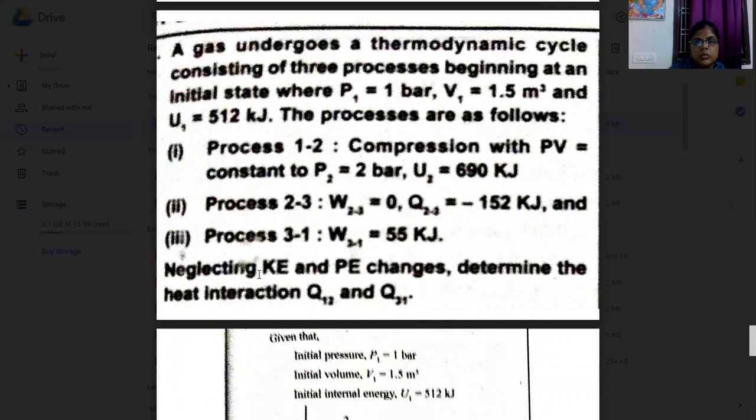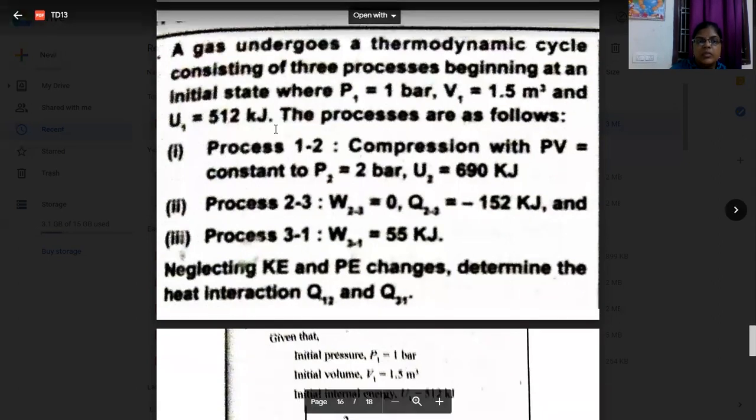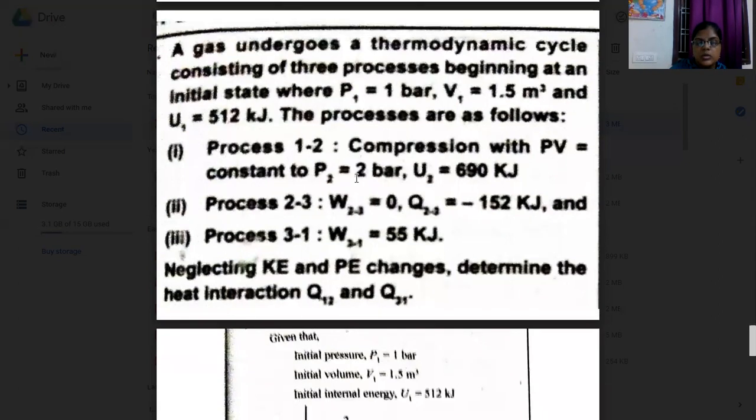What are those conditions? Process 1 to 2 is compression with PV equal to constant. PV equal to constant is nothing but an isothermal process. So we know it is a compression with an isothermal process. And for the isothermal process, P2 is 2 bar and U2 is 690 kilojoule. Already for state 1, P1, V1, U1 are given; for state 2, because of compression 1 to 2, we have P2 and U2.